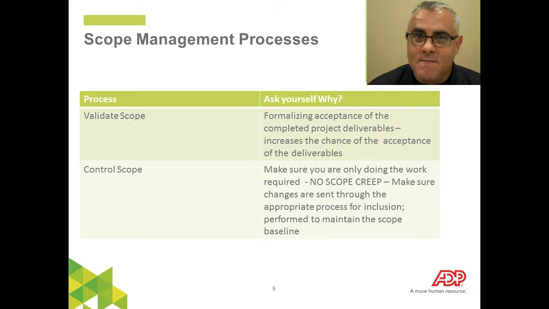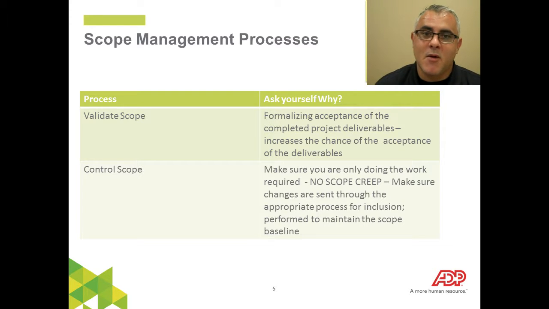Okay, finally, validate scope. Here's where you're doing your extra effort to make sure the deliverables that your team is handing over to you, that you're verifying and you're making sure that the product scope and the project scope has been met for that deliverable. It's your responsibility to make sure that it's turning out exactly the way it was described, because you are the project manager. So validate scope and control scope, very, very important.